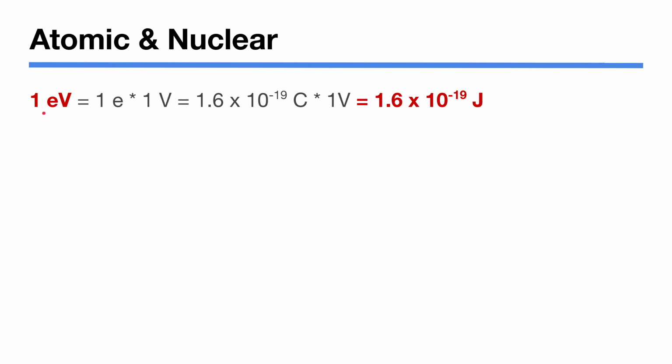Maybe the best way to think of it is 1 eV is 1 e times 1 V. It's 1 elementary charge times 1 volt. That's the definition. It's like the work done on an elementary charge moving through a potential difference of 1 volt. So you multiply this number, the elementary charge, by 1 volt and get this.